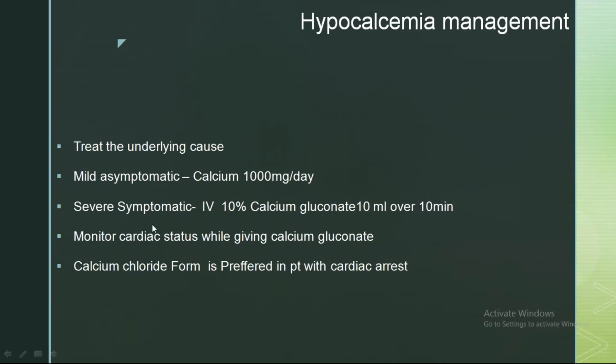So, intravenous calcium gluconate should be administered slowly over a period of 10 minutes. While administering calcium gluconate, you need to monitor the patient's pulse rate and other things. If the patient is having symptoms of cardiac arrest, the calcium chloride form is preferred to calcium gluconate.